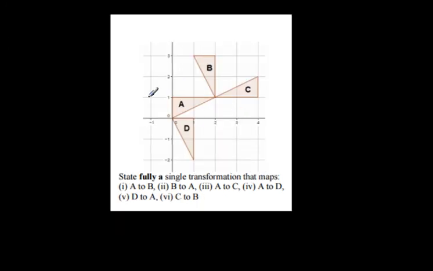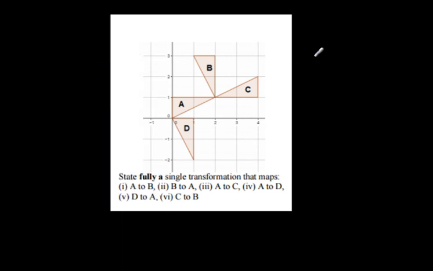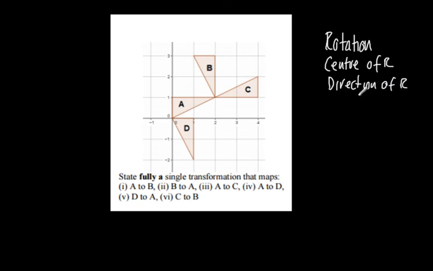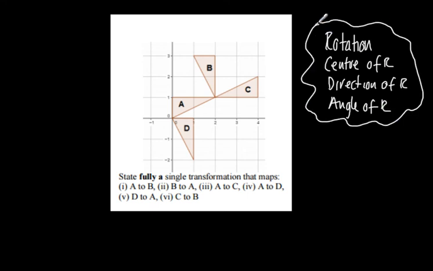Okay. With these ones, we have rotations. As we looked at the start of the video, a rotation turns the shape about a point. So we'll state that it's a rotation. We need the centre of rotation. We need now the direction, whether it's anti-clockwise or clockwise. So centre, direction of rotation, and we need the angle of rotation. These all need to be stated in your work.